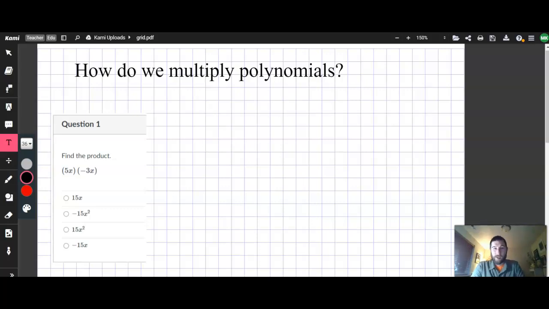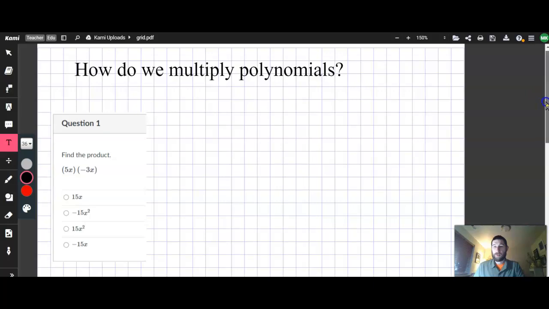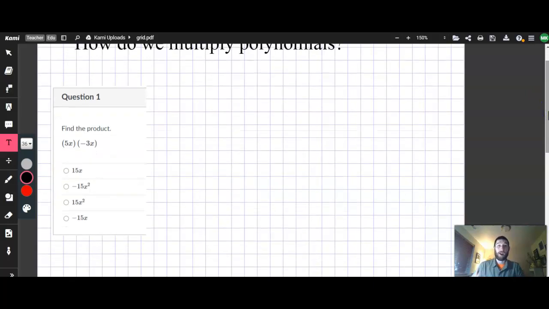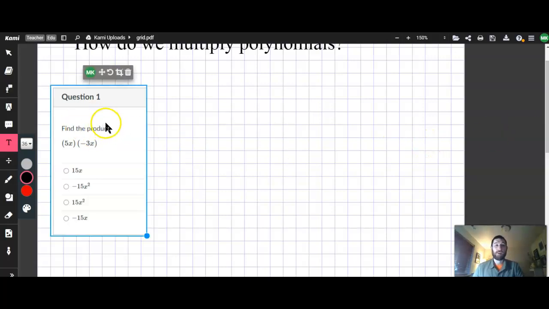Now, let's go ahead and start talking about how we multiply polynomials. To do that, I'm actually going to be using the practice itself, and I'll be working through those problems to help you understand what's happening and why it's happening. So for question 1 here, we're asked to find the product, because guess what? We're multiplying polynomials, and product means multiplication.